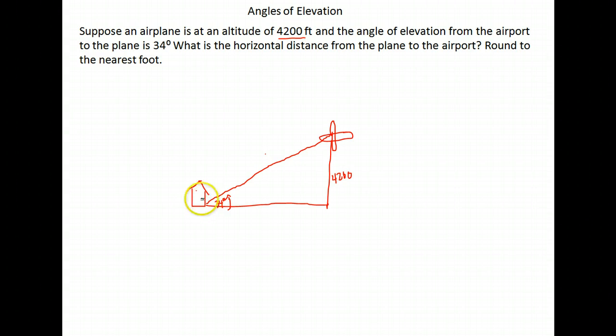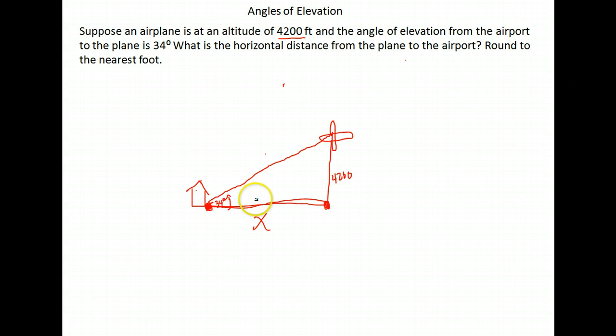Okay, here's our picture so far. Our airplane is 4,200 feet straight in the air, and looking upward, the angle that makes from the airport to the airplane is 34 degrees. They want to know what is the horizontal distance from the plane to the airport. Horizontal, remember, is from side to side, so that's basically how far it is from here to here, horizontally, from the airport to the plane. That is the distance we would like to find.